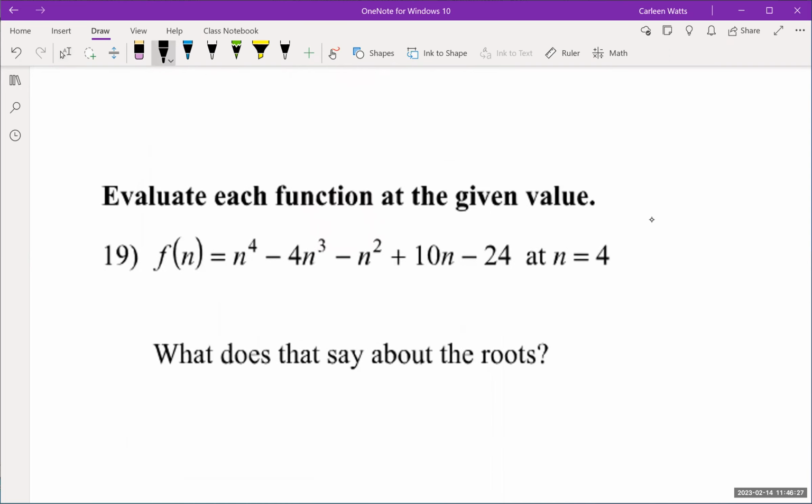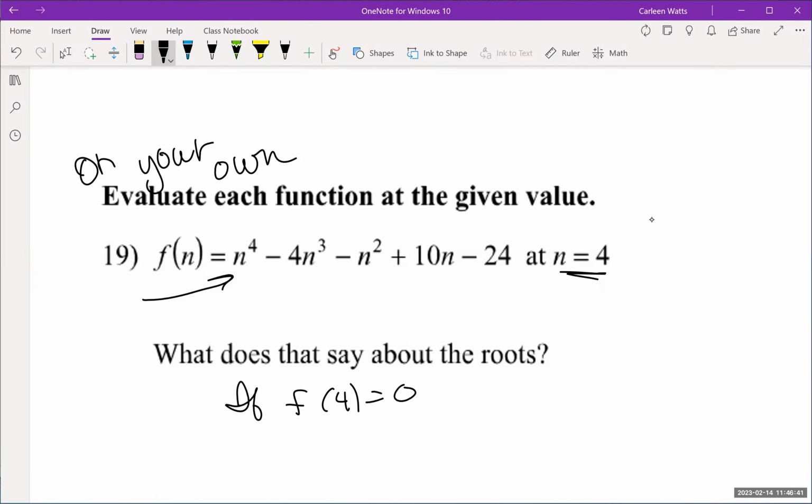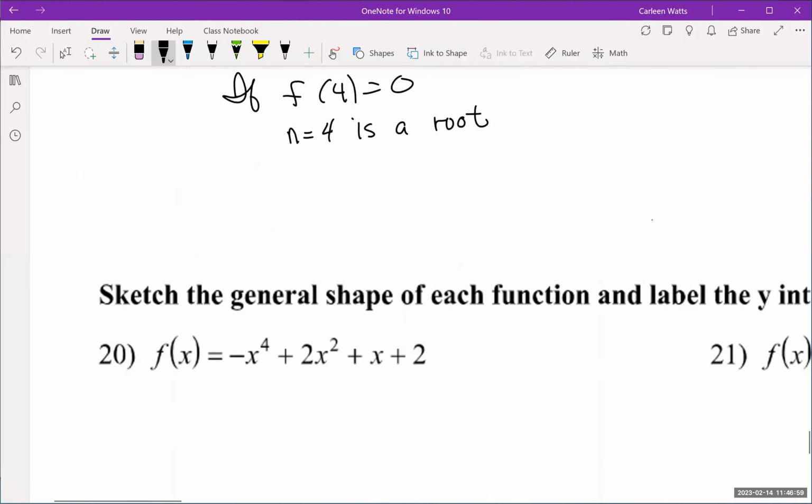Okay, evaluate. You're going to plug this into here. This is on your own. If f of 4 equals 0, then n equals 0 is a root. So you're going to plug in n. Okay, hold on, Jack. We'll go back, I promise. We're going to plug in 4 and we're going to see if it is a 0 or not.